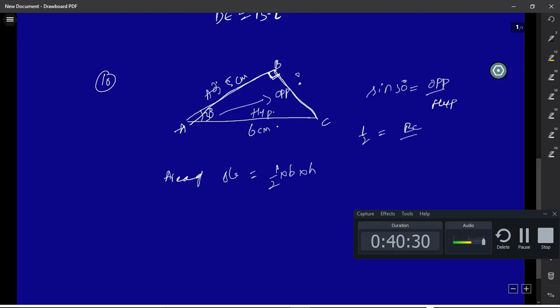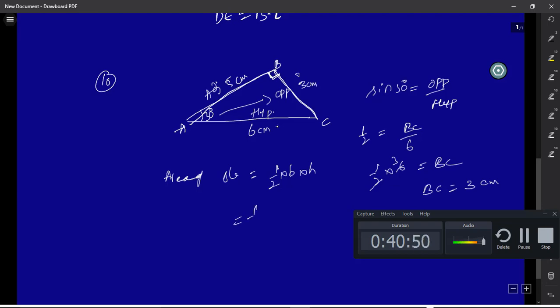Opposite BC I don't know, so I'm writing BC as it is. Hypotenuse I know it is 6. 6 is dividing on the right hand side, so it will multiply on the left hand side. 2 1s are 2, 3 2s are 6, so the value of BC is 3 centimeter. Value of BC is 3 centimeter.